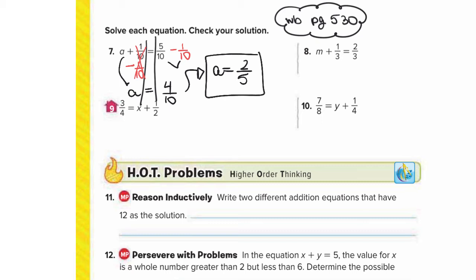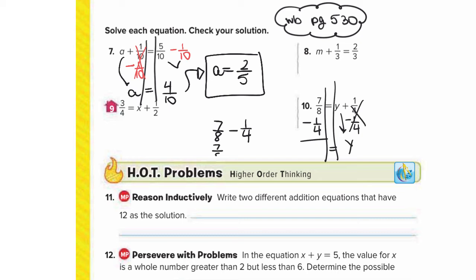Let's try one more. We'll do number 10. Split up my equation. I want to undo adding 1/4, so I'm going to subtract 1/4 from both sides. These cancel out. Now I'm left with y equals 7/8, that's what was already there. So 7/8 minus 1/4. We need to find a common denominator. So 7/8 minus, we can multiply this by 2. That's 2/8. 7/8 minus 2/8 is 5/8. So y equals 5/8.